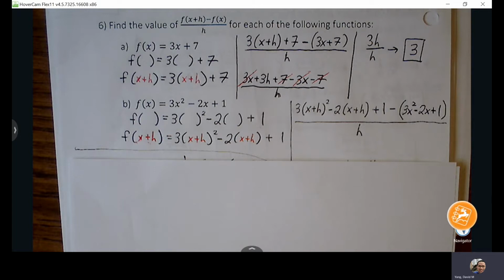So once I replace all my x's with parentheses, then I'm going to start inserting x plus h into my expression. So now I'm going to take what I found and put it into that form. Okay? So I'm starting with f of x plus h. That's what we just found. So that's going to be the first thing we put in the numerator. Minus parentheses, f of x goes next. That's just going to be my original expression, all over h.